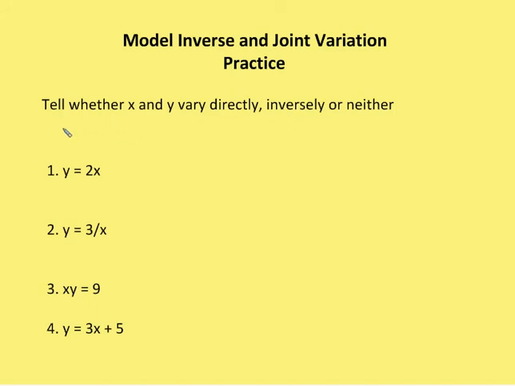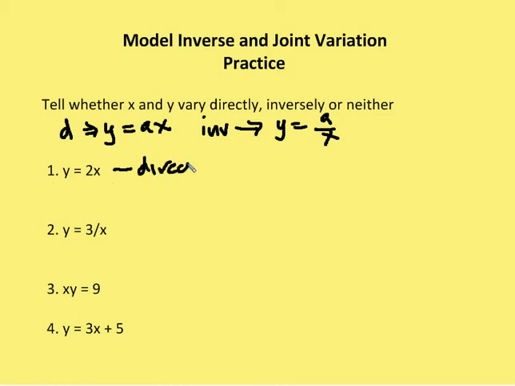So let's go ahead and review. Direct variation has the form y is equal to ax. Inverse variation has the form y is equal to a over x. And then joint variation is a combination of these two. So let's see, in the first example I have y is equal to 2x. That to me looks like direct variation. My a value is 2. Y is y, x is x, and they vary directly as a factor of 2.